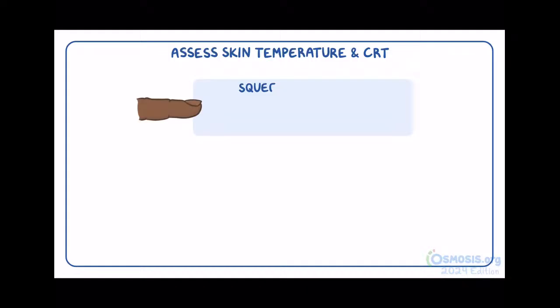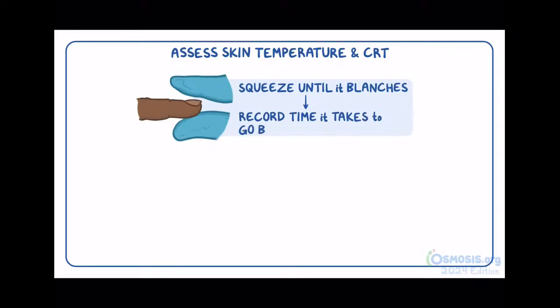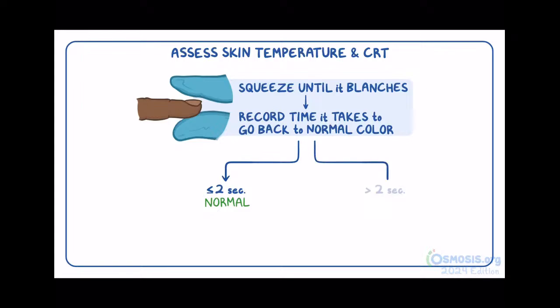At this point, you can suspect shock, so your next step is to assess the patient's skin temperature as well as capillary refill time, or CRT. CRT is an indicator of perfusion and is done by squeezing the patient's digit until it blanches, then releasing the pressure and recording the time it takes to go back to its normal color. Normally, this takes 2 seconds or less. Anything longer may be an indicator of poor perfusion due to impaired cardiac output.